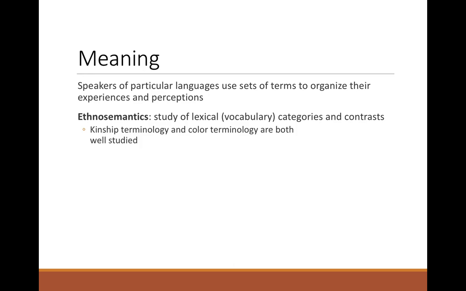Lastly, we'll talk about kind of ethnosemantics. The speakers of particular languages use sets of terms to organize their experiences and perceptions. These lexical categories and contrasts include things like kinship terminology and color systems. We come up with words to structure the world in the way that we find significant. So that may include the colors we use to describe things, that may include the focal vocabulary, that may include the ways that we structure our kinship terms. Basically, the way that we need our world ordered defines the meaning and these lexical contrasts.